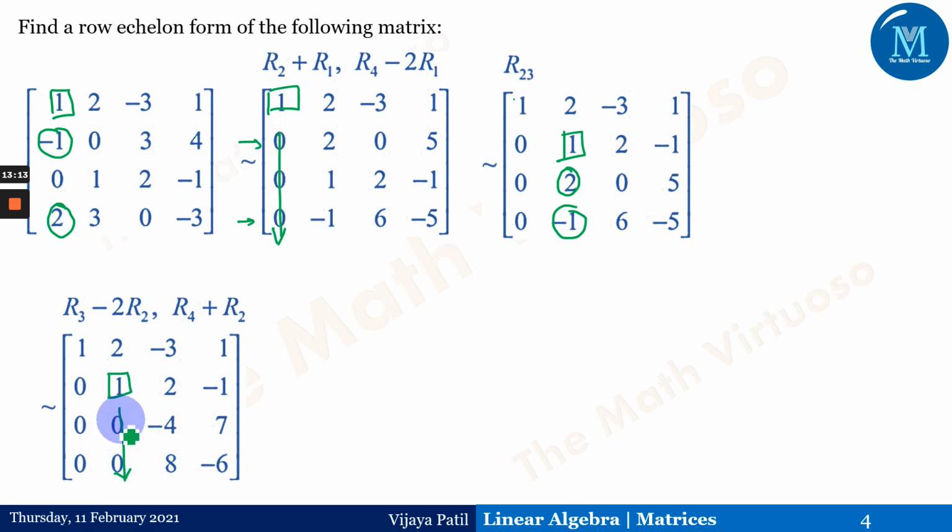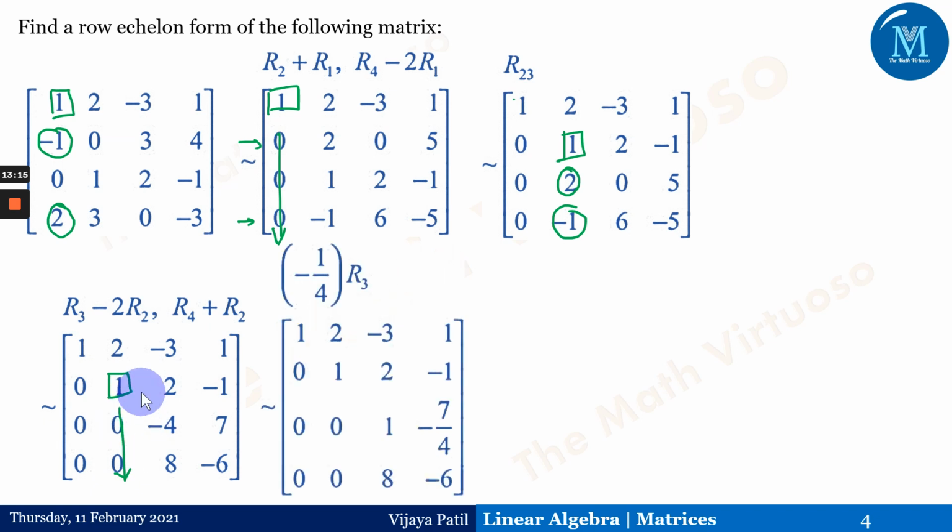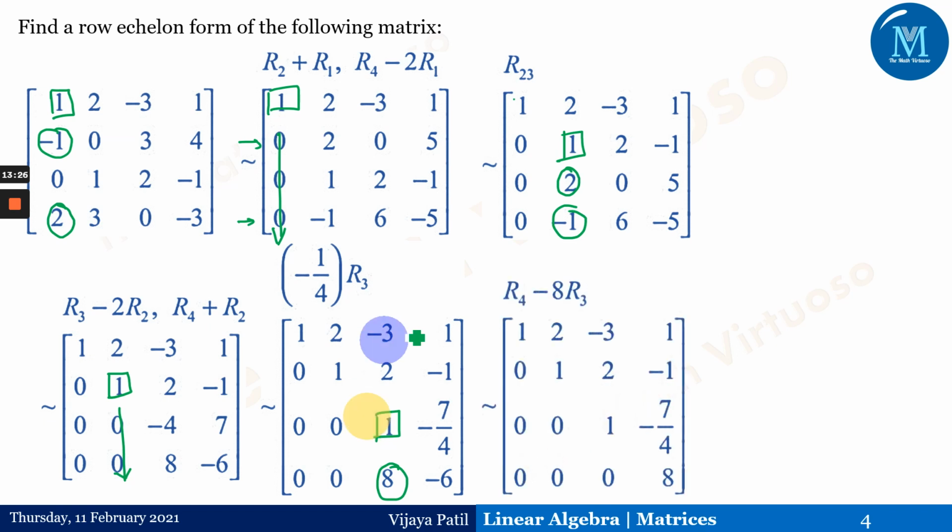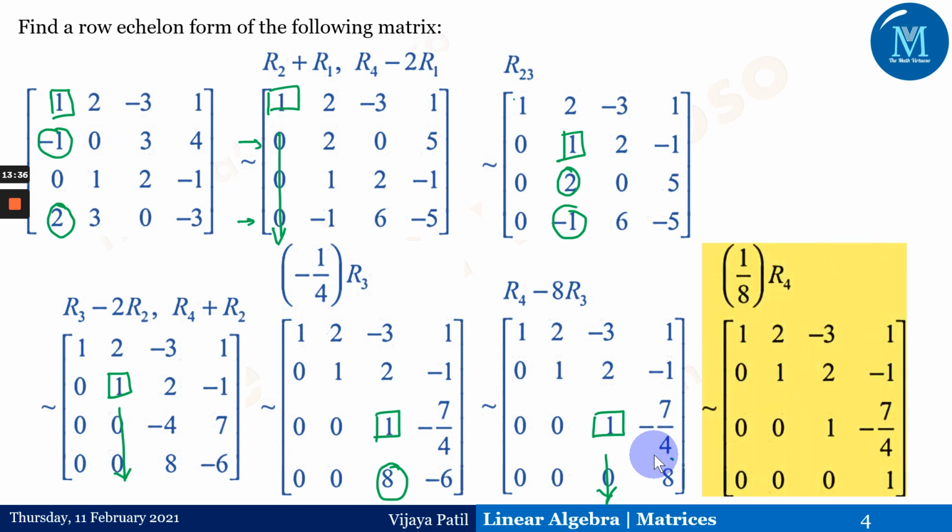Then we have to move to the next one. To move to the next one, this element has to be minus 1 by 4 times R3. So we have got this 1. Because of this 1, I want this 8 as 0. That can be achieved by R4 minus 8 times R3. Now this is a leading 1. Below that we have already got 0. Now we just have to make this 8 as 1, and that can be done just by dividing that particular R4 row by 8, right?